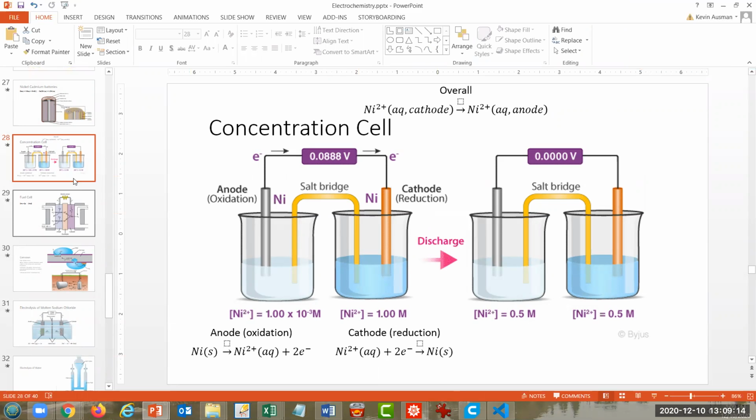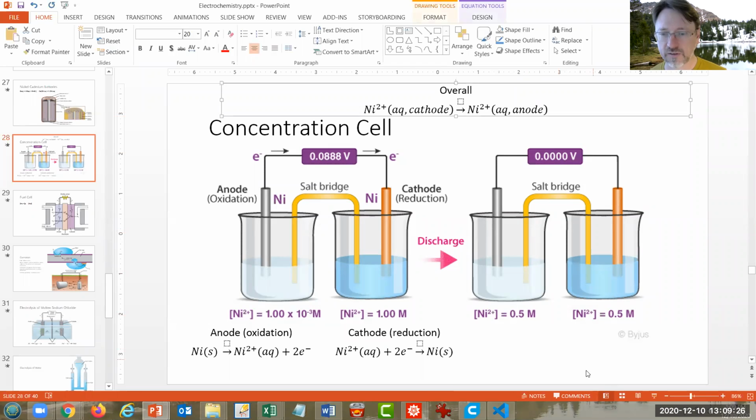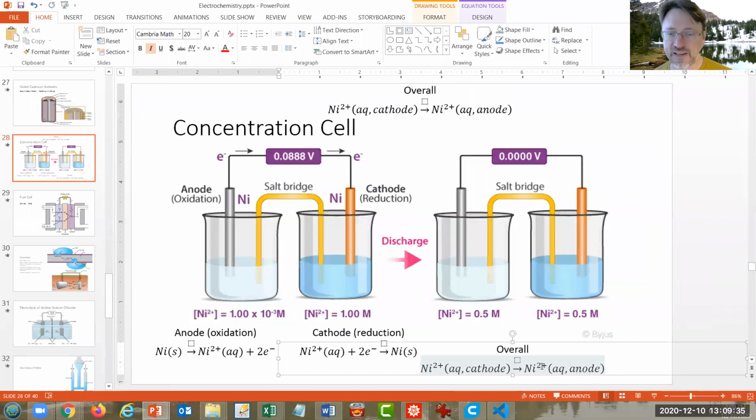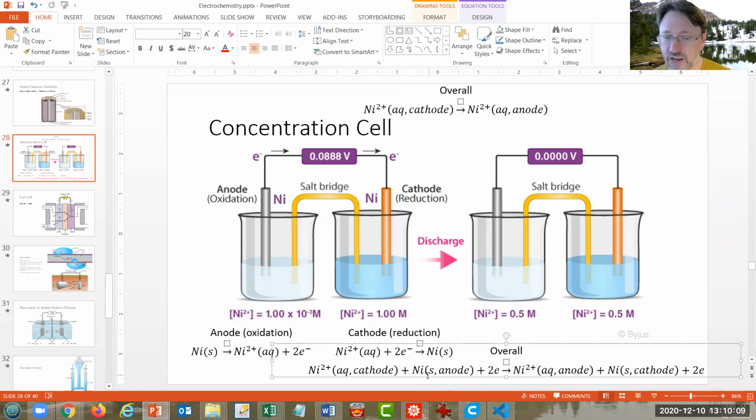Absolutely. So the idea here is that if you were to write the full reaction, if you're not careful, everything is just going to cancel out. If we took both of the 2 half reactions and added them together, we would get something that looks like this. And it's tempting to say, okay, everything's the same on both sides, so we just cancel them.